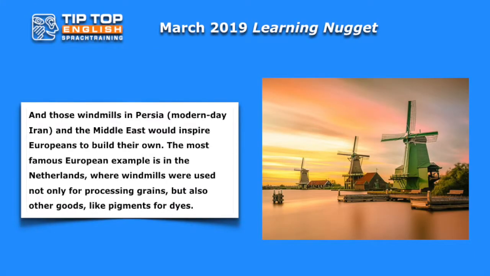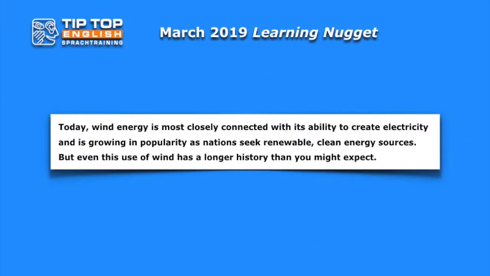And those windmills in Persia, modern-day Iran, and the Middle East would inspire Europeans to build their own. The most famous European example is in the Netherlands, where windmills were used not only for processing grains, but also other goods, like pigments for dyes. Today, wind energy is most closely connected with its ability to create electricity, and is growing in popularity as nations seek renewable, clean energy sources.